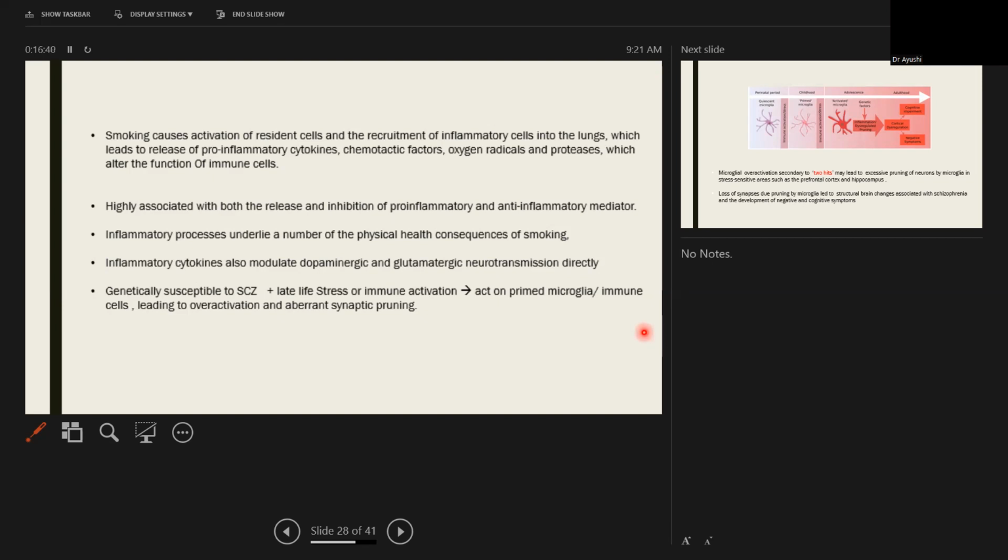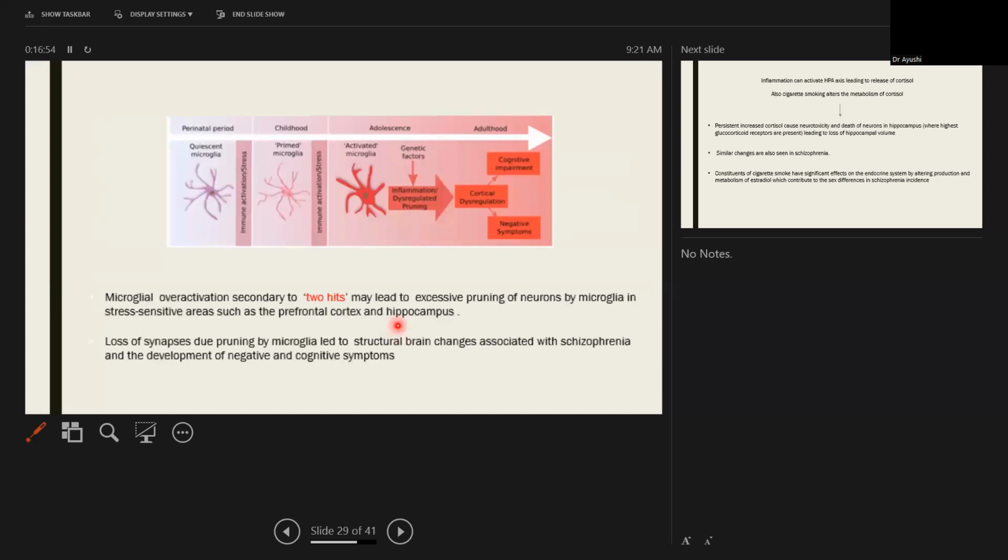So a genetically susceptible individual to schizophrenia plus late life stress or immune activation will act on the primed microglia or immune cell, leading to overactivation and aberrant synaptic pruning. So the microglia activation secondary to two hits may lead to excessive pruning of neurons by microglia in the stress-sensitive areas such as prefrontal cortex and hippocampus, which will lead to loss of synapses and structural changes in the brain associated with schizophrenia and development of negative and cognitive symptoms.